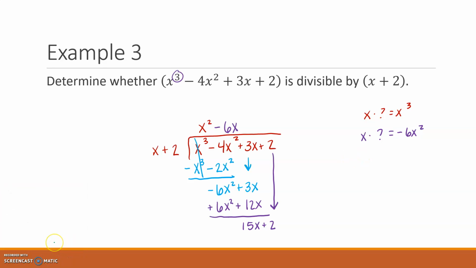What's my next term going to be? It's going to be plus 15 because x times 15 is 15x. So minus 15x and minus 30. This would give me negative 28. And I don't have an x there, so I can't keep going. So is this first expression divisible by x plus 2? Because the remainder came out to be not 0, it's not divisible.